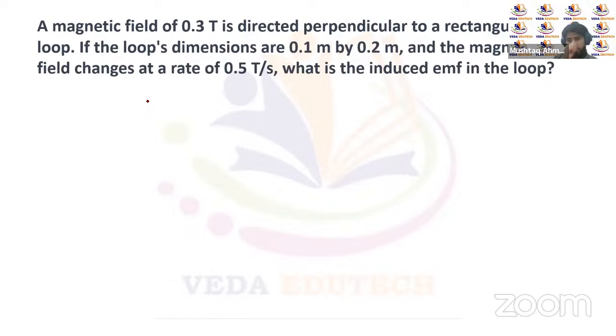Now let's try to solve some of the questions asked in your previous exams. It's a very basic question on your screen. A magnetic field of 0.3 Tesla is directly perpendicular to a rectangular loop. If the loop's dimensions are 0.1 meter by 0.2 meter and the magnetic field changes at a rate of 0.5 Tesla per second, what is the induced EMF in the loop? So we have this loop, with dimensions of 0.1 meter and 0.2 meter, and the magnetic field changes at a rate of 0.5 Tesla.